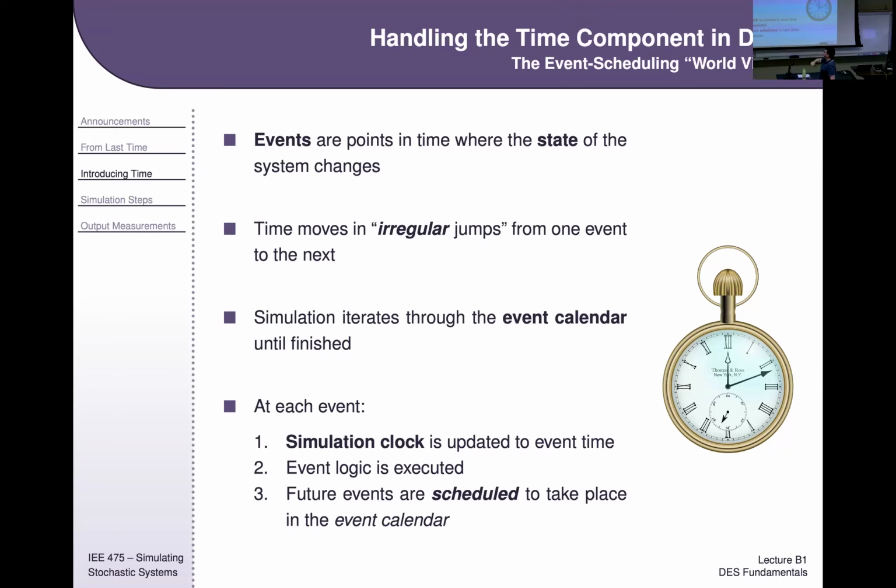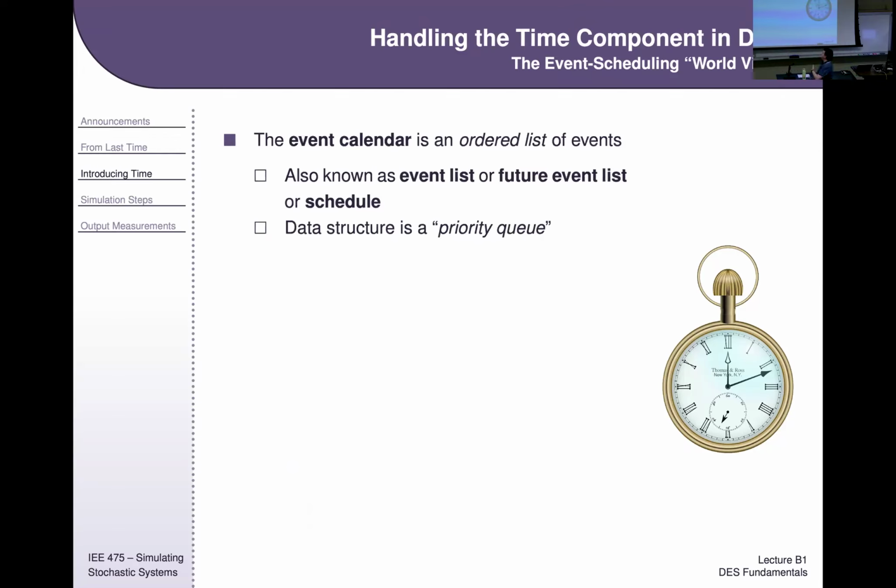We execute event logic. So what just happened at that step? Somebody came in. We're going to increment the number of people in the room. That's our event logic. Now, in order to keep the sim going, we need to schedule the next event. Oh, an arrival just happened. Well, I need to schedule the next arrival. So those are the three steps we do at every time step. And that's how we build the event calendar as we simultaneously move through it.